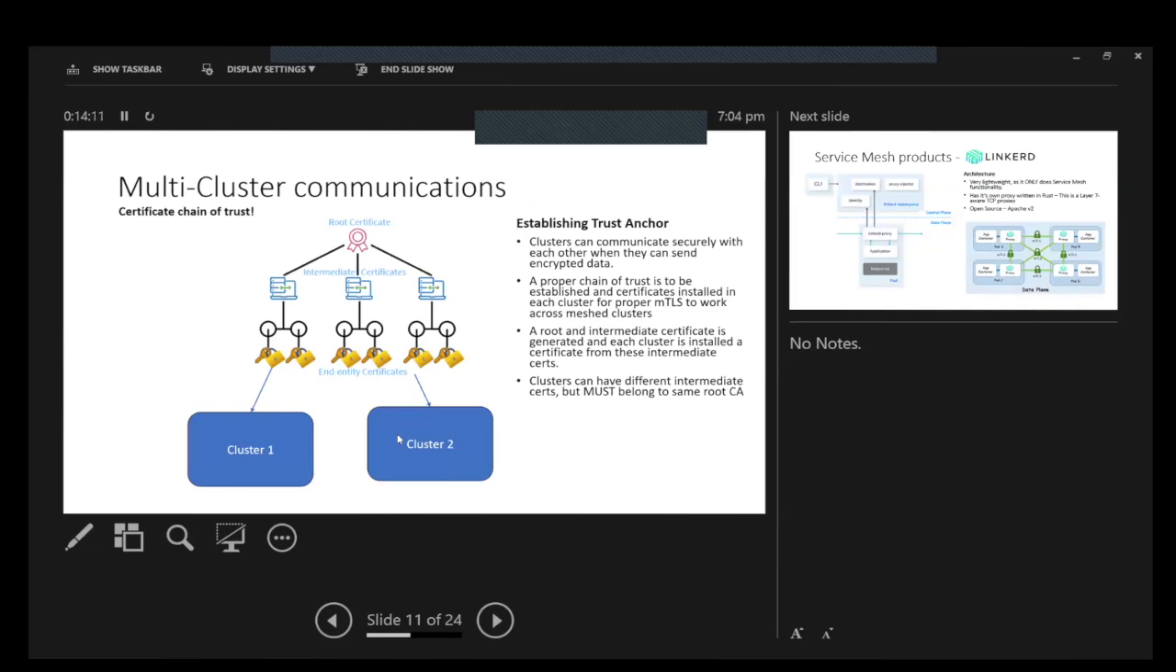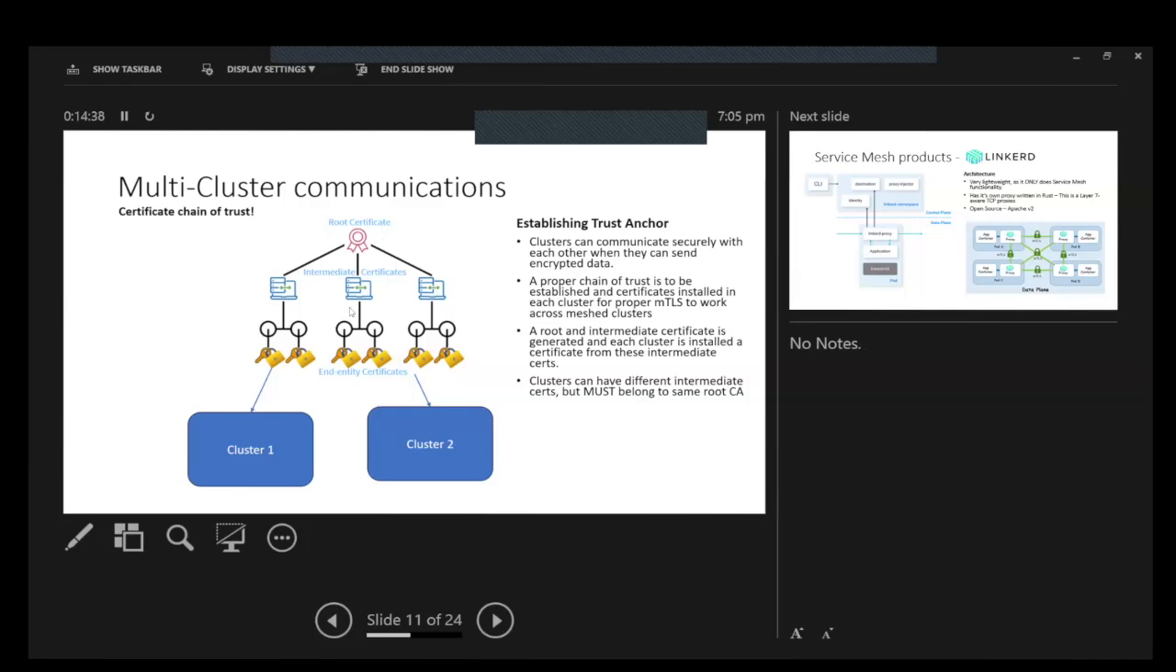The basics of multi-cluster communication is all about certificates, because, as we indicated, within a cluster there is an identity component that we talked about, which issues a certificate to each proxy. But two different clusters have to follow the same root. Like any chain, it's called a trust anchor. In any chain of certificates, you have a root certificate and you have an intermediate certificate.